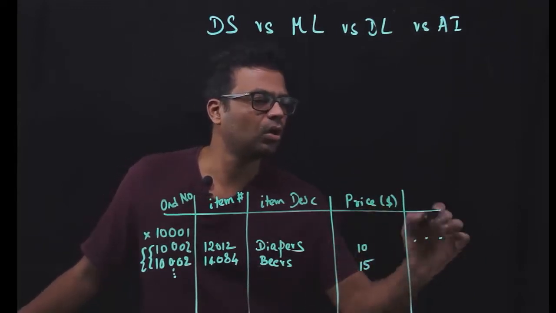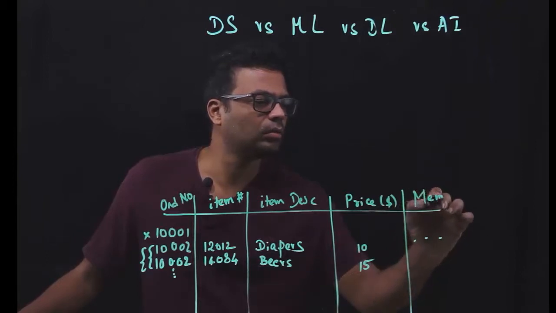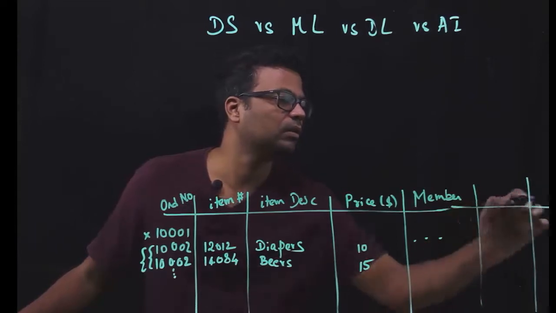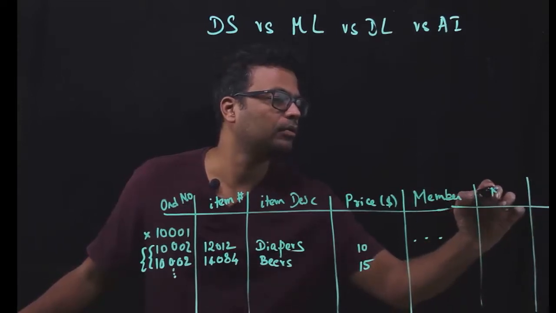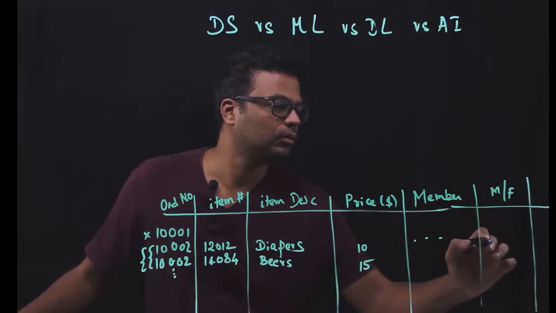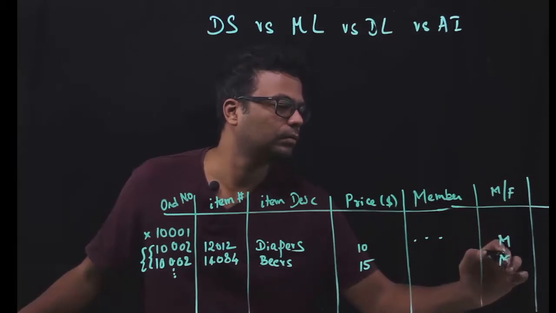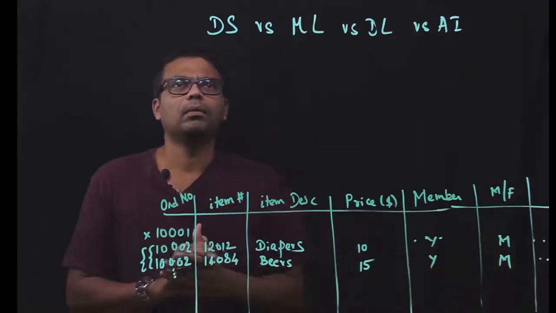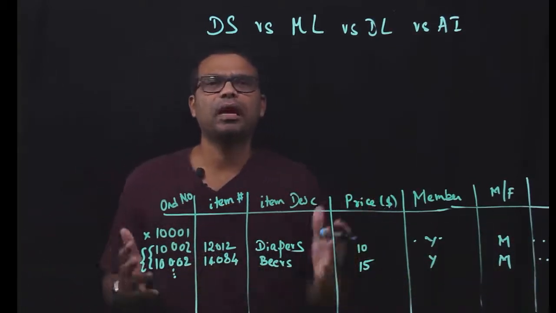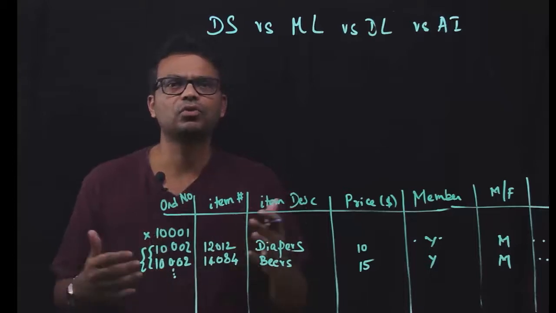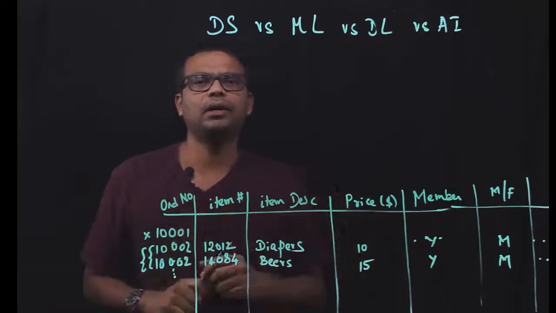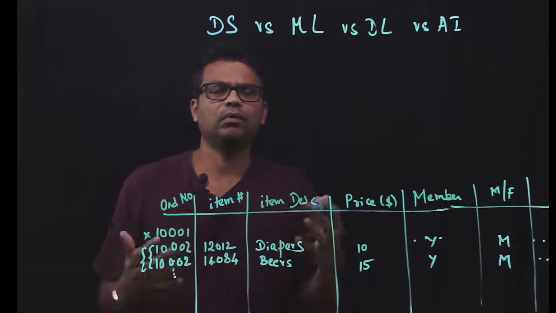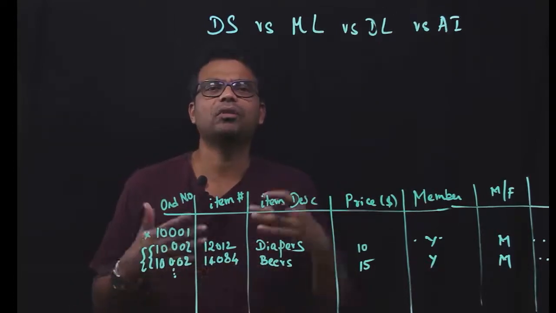And the list goes on and on, whether he's a member or not. If he's a member, then we know some of the details, like is it a male or female? So say this is a male. Yes, he's a member, and so on and so forth. There will be probably somewhere close to 100 fields that we capture for every single transaction in a supermarket. This is our data. Now, what can we infer out of this? What can we make out of this? What intelligence can we draw out of this?